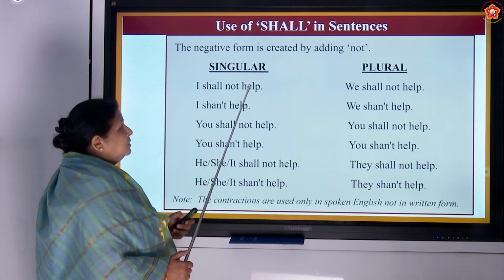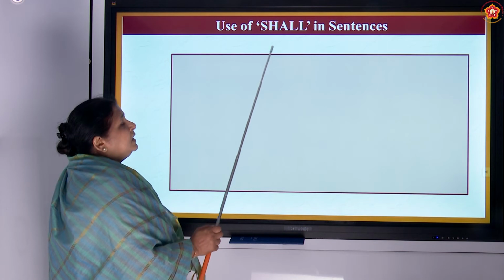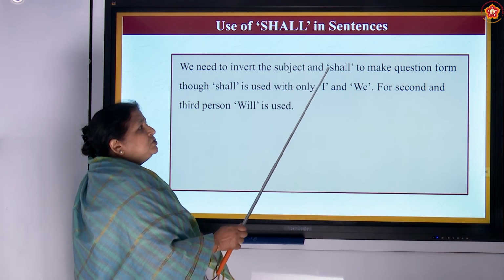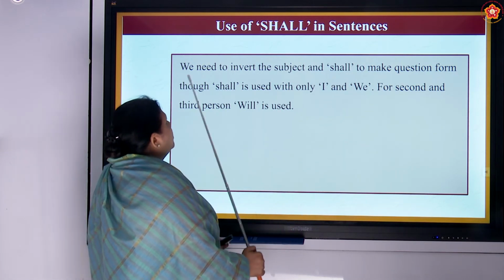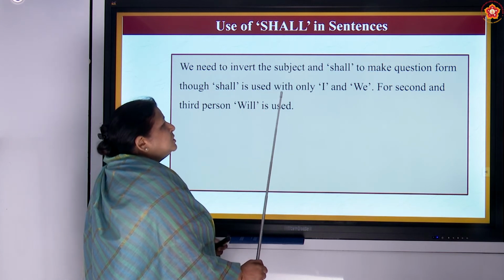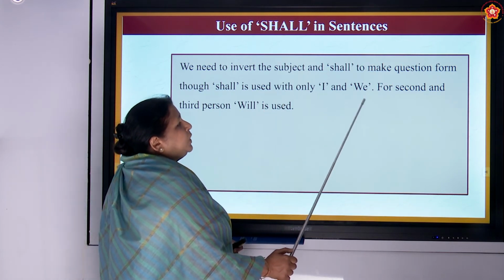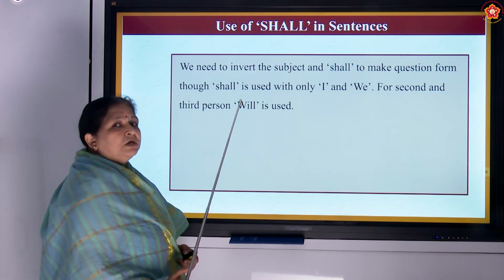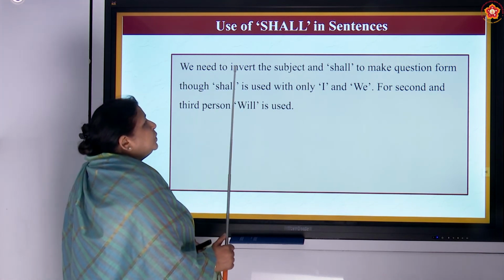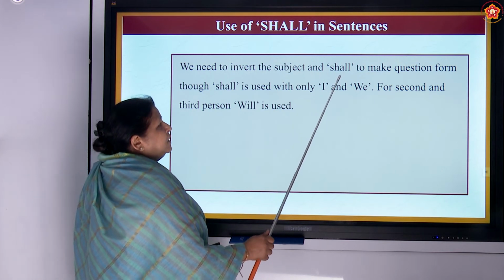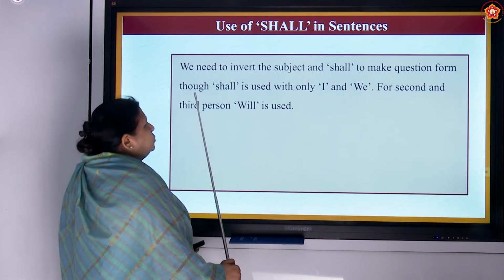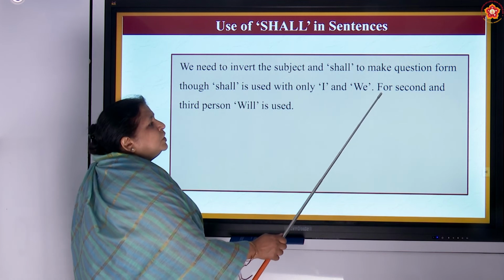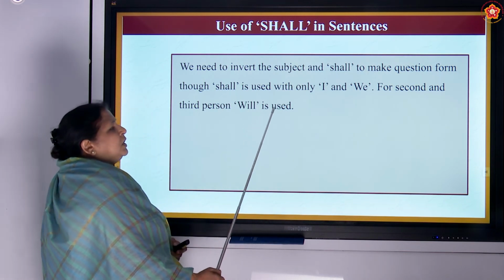So now, use of shall in sentences. We need to invert the subject and shall to make question form, though shall is used with only I and we. For second and third person, will is used. Now see here carefully, I'll read again. We need to invert the subject and shall to make question form, though shall is used with only I and we. For second and third person, will is used.